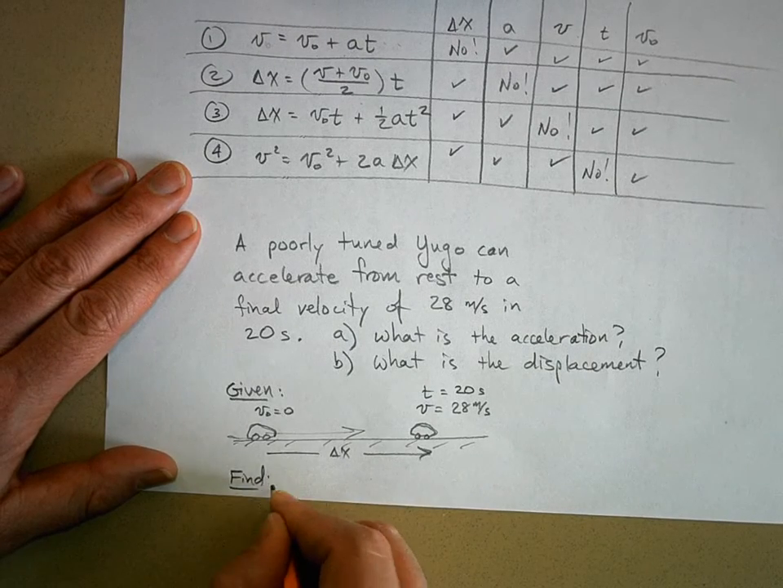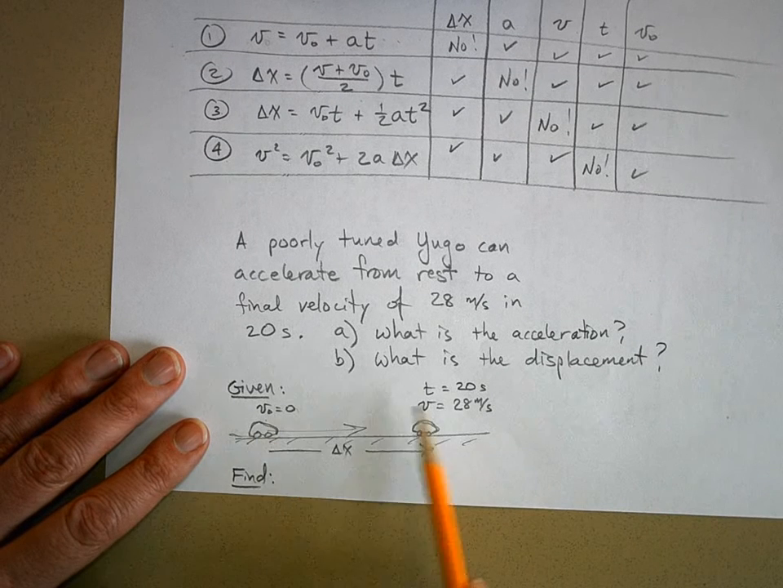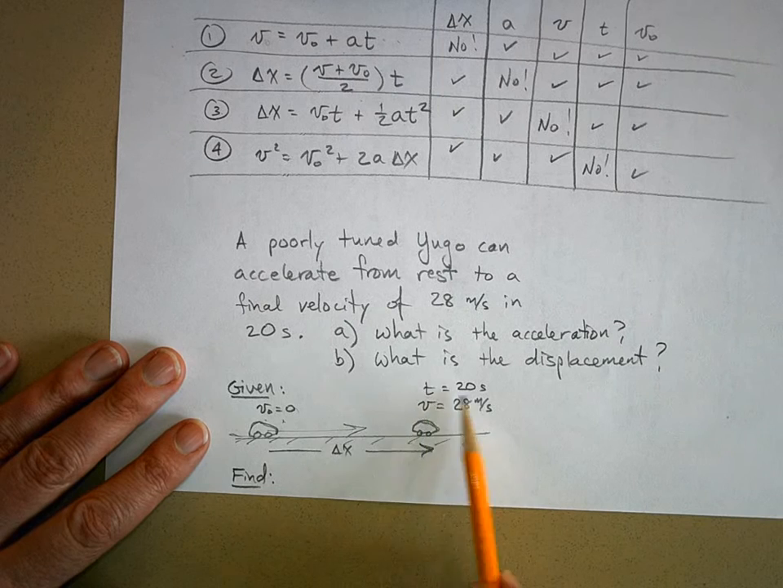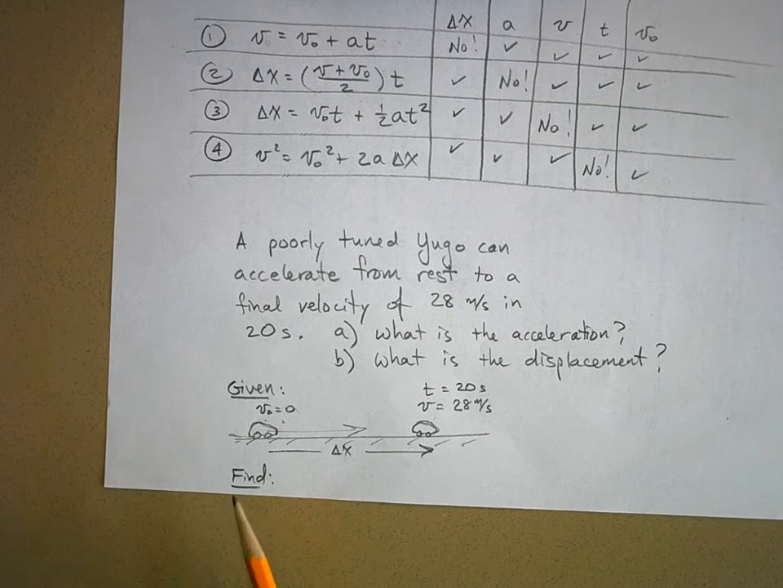And notice that around my picture, I described what was given in terms of the variables that we use. V naught, t equals 20 seconds, v equals 28 meters per second. V naught, that's a fancy way of saying v sub 0, or v at time t equals 0, but I think it's a British thing. They used to say naught.